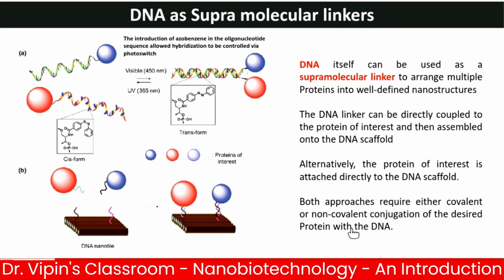So what you want is basically your DNA has to be attached to the protein of interest. This can be done covalently or non-covalently, but the bioconjugation between the DNA and protein has to be there. And then, of course, the bioconjugation between DNA and the DNA sheet has to be there. So all these things are possible and are being actively tested now, right?